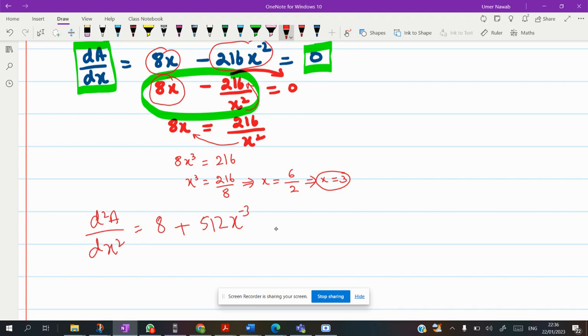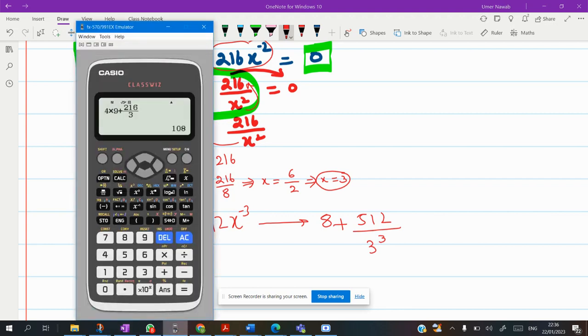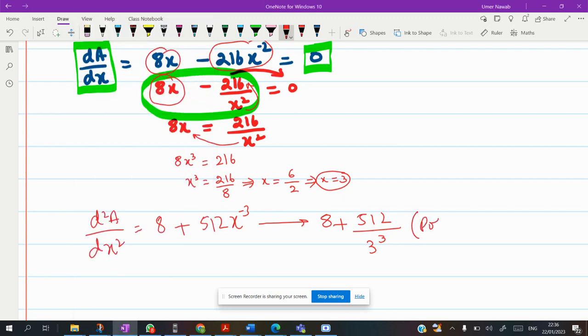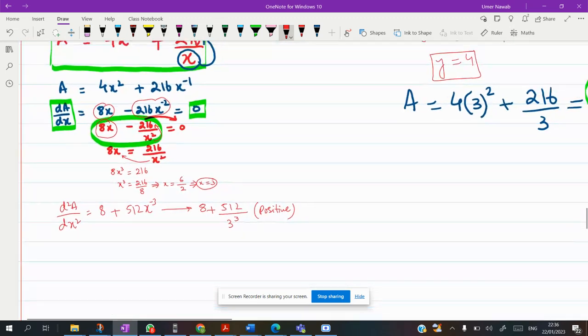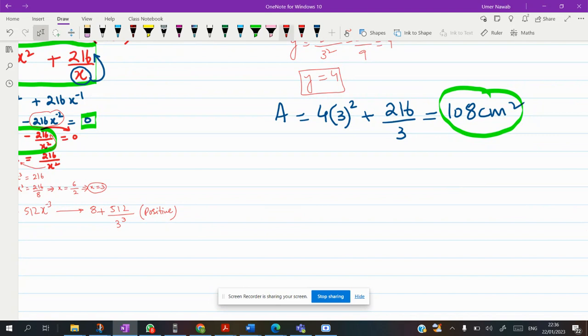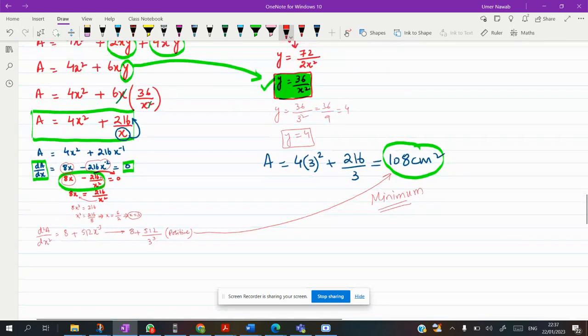Now substitute the value of x here. So 8 plus 432 over 3 raised power 3. So it gives you 8 plus 432 over 27. It gives me a positive answer. So if the second derivative is positive, it means the area which you have found should be a minimum area. So you found the nature of the stationary point.